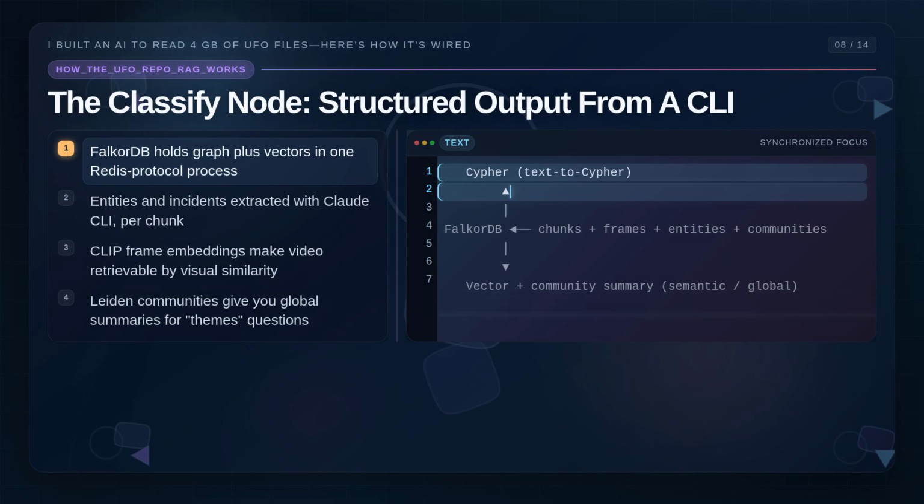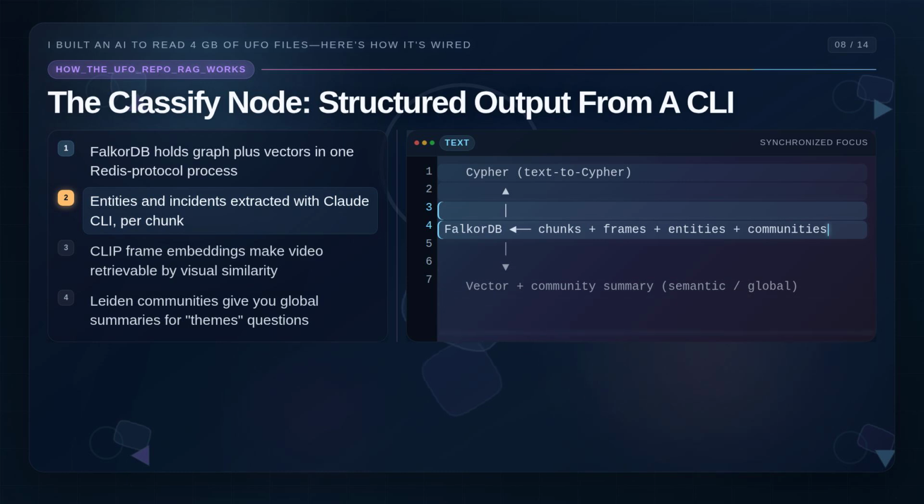The classify node is the cleanest demonstration of why structured output exists. The schema has 3 fields, an intent label, an optional file filter, and an optional agency filter. The LLM is told to return JSON matching that schema and to leave the filters null unless the question explicitly names one.